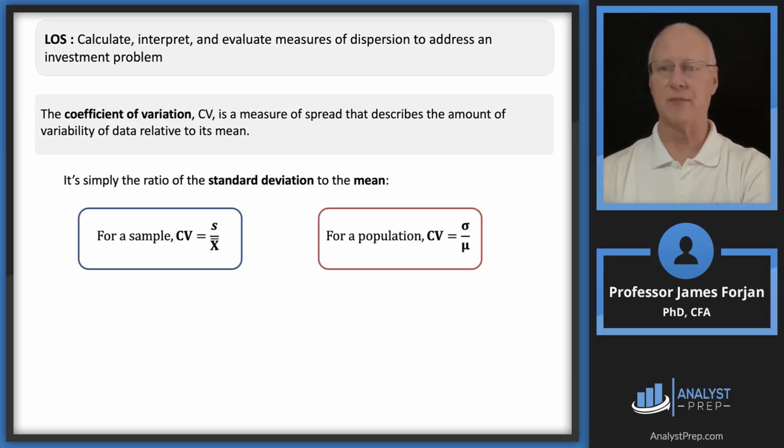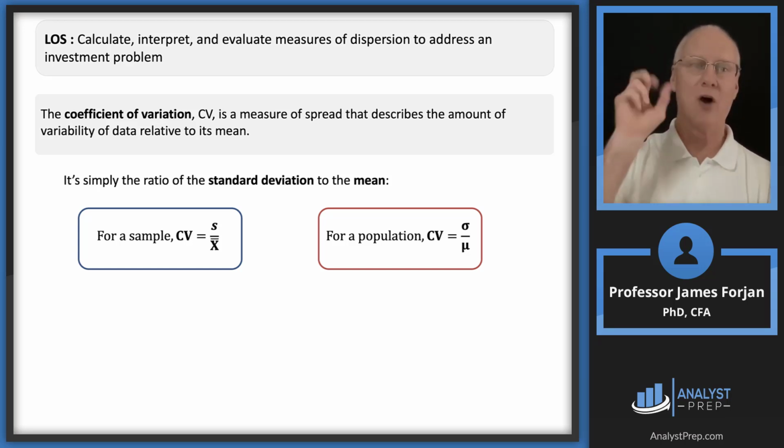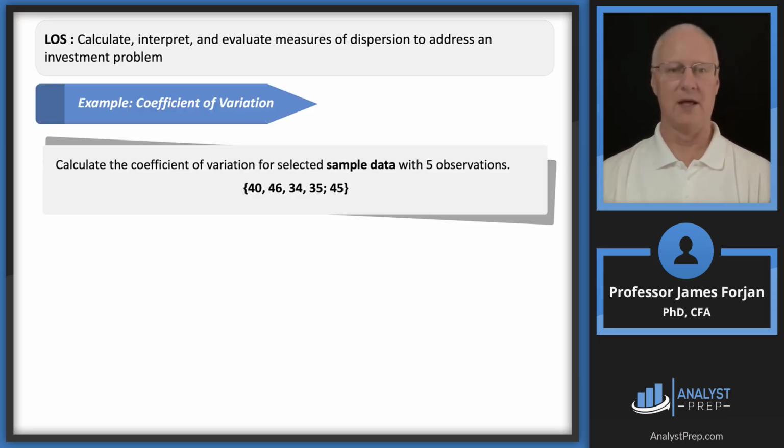Well, let's just read the definition up there, right? Describes the amount of variability relative to its mean. How wrong can you be in the numerator versus what you expect it to be in the denominator?